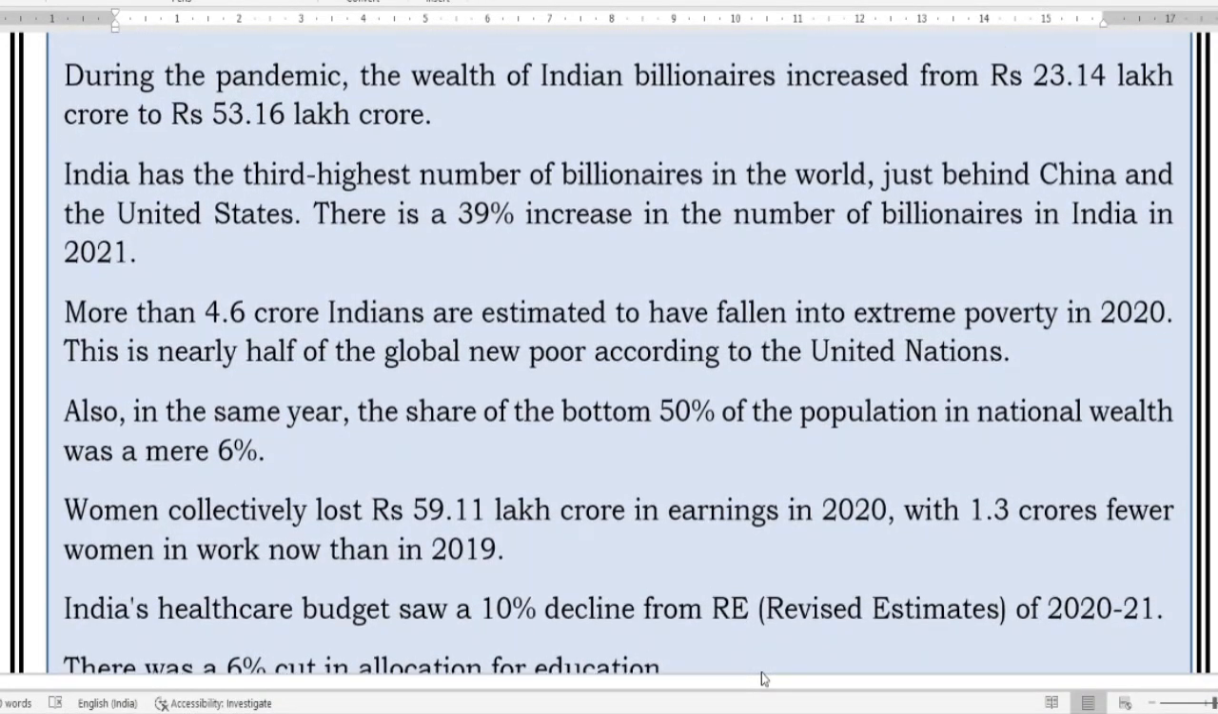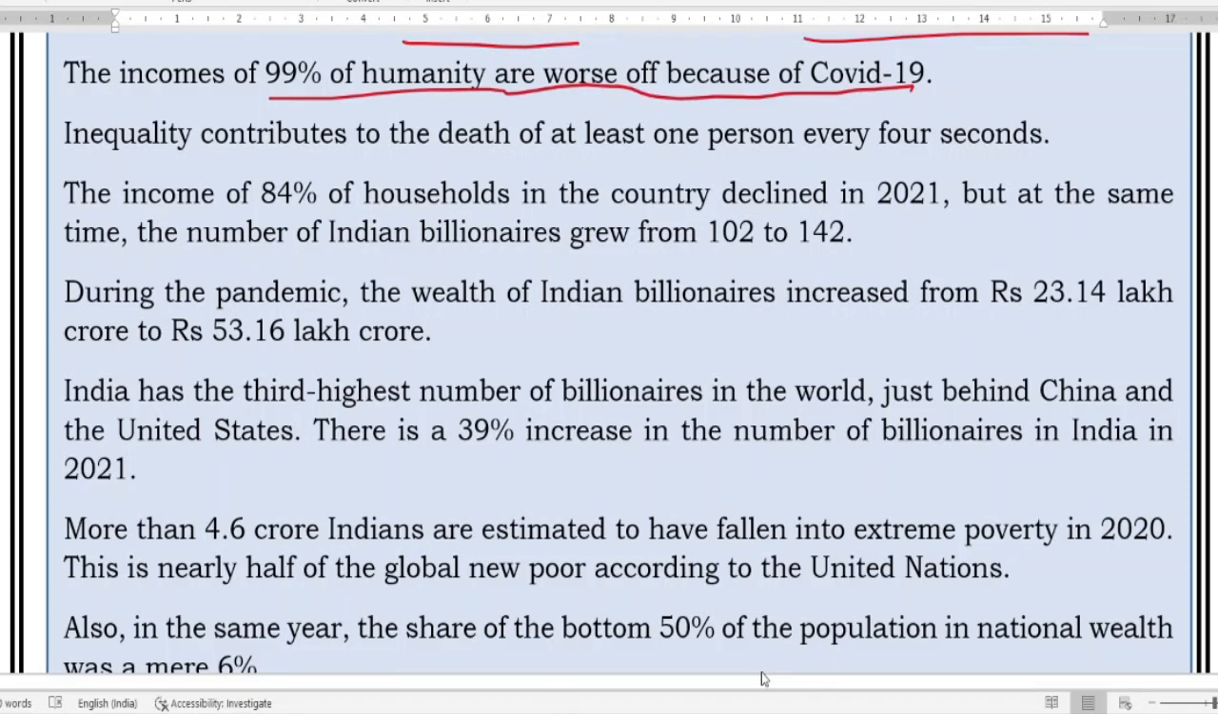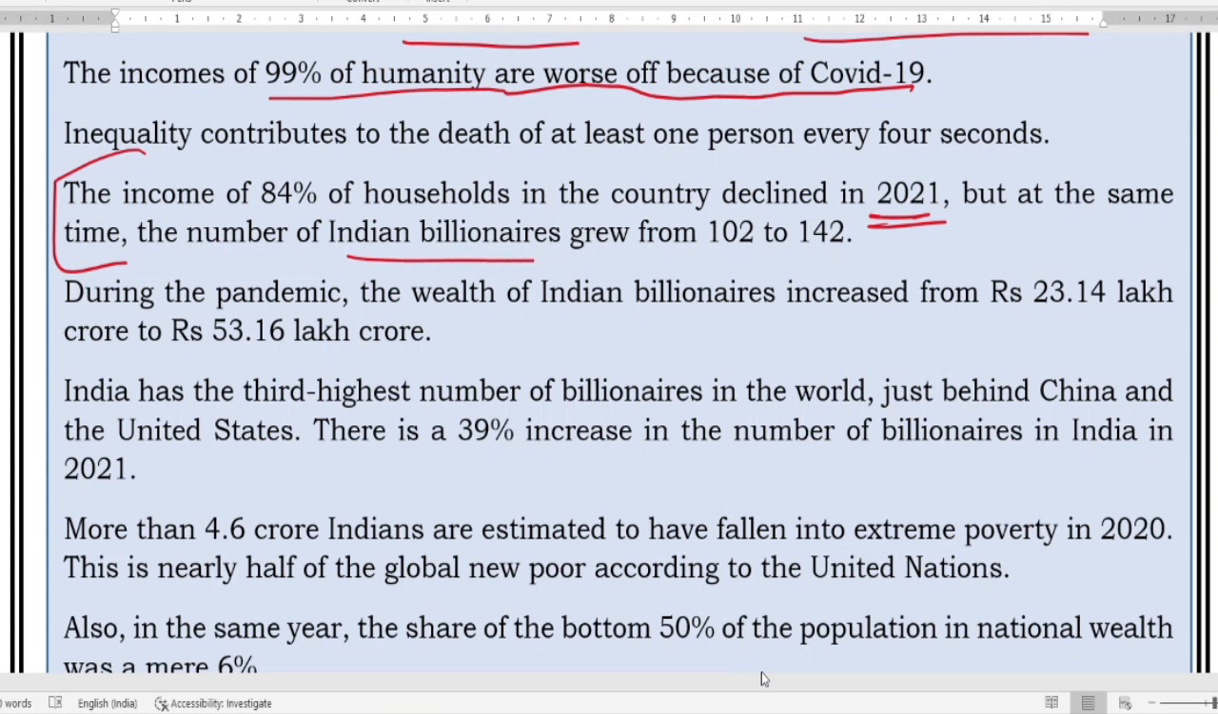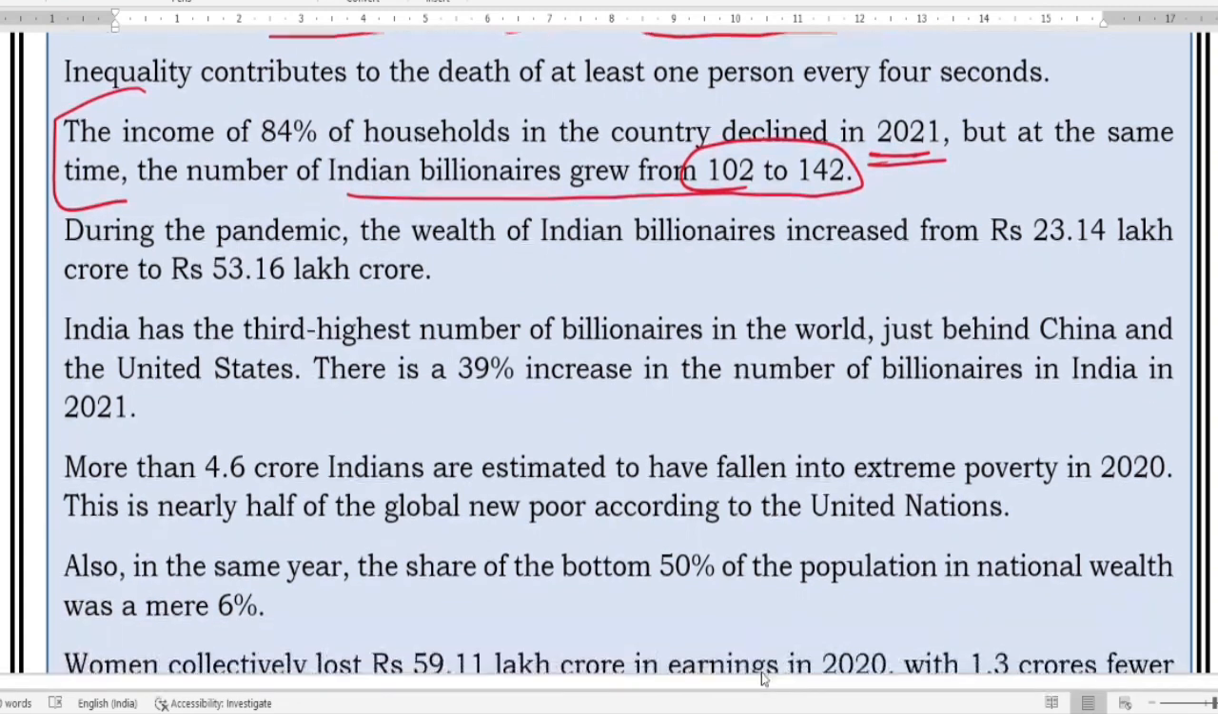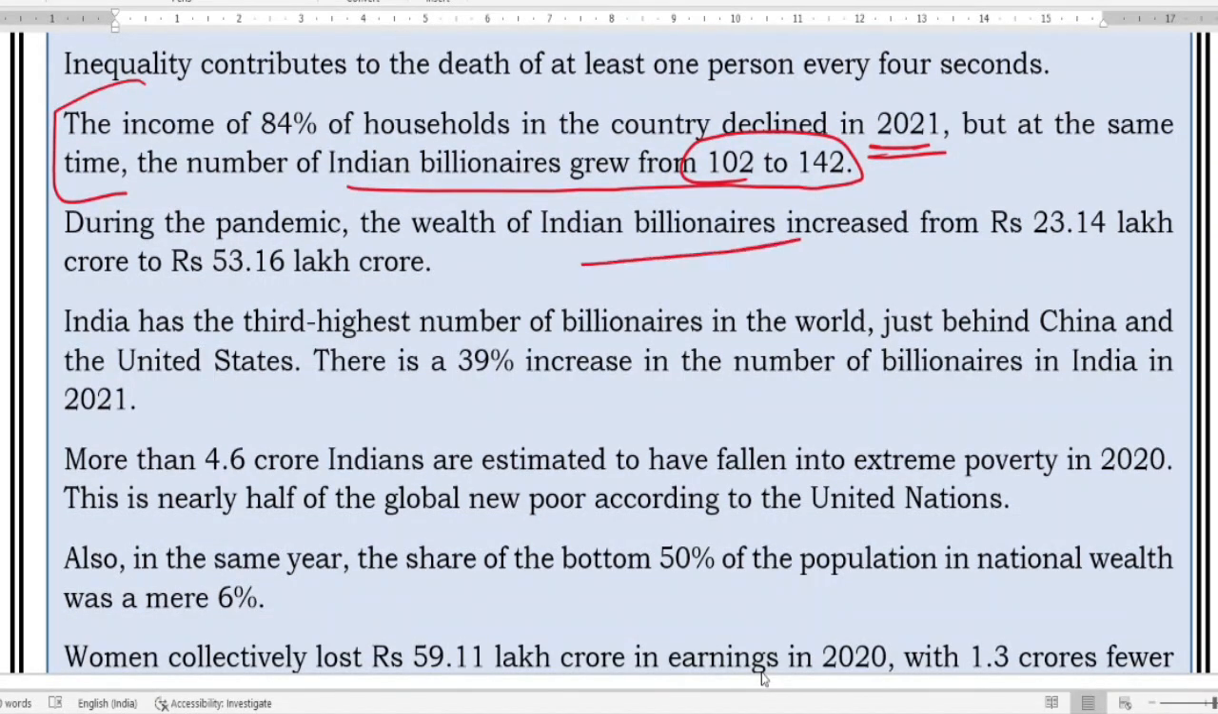Look, again, everything is important, and whatever is related to India is obviously important. Look, the income of 84% of households in the country declined in 2021, but at the same time, the number of Indian billionaires grew from 102 to 142. Means at least 40 billionaires were added. During the pandemic, the wealth of the Indian billionaires increased from rupees 23.14 lakh crore to 53.16 lakh crore.